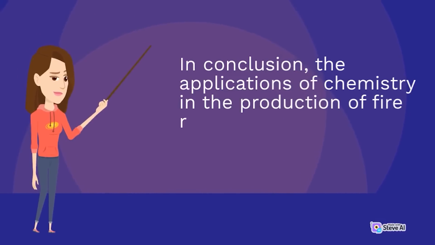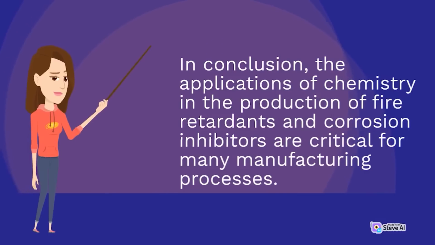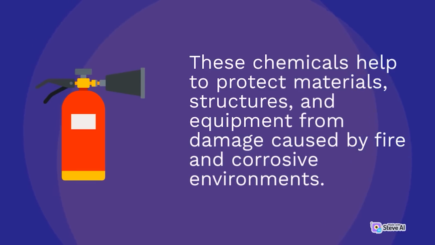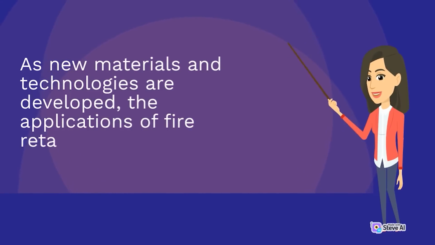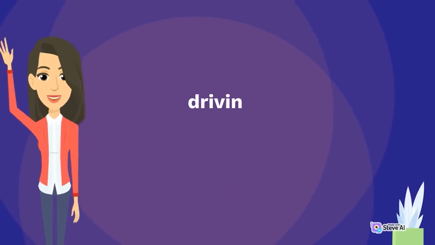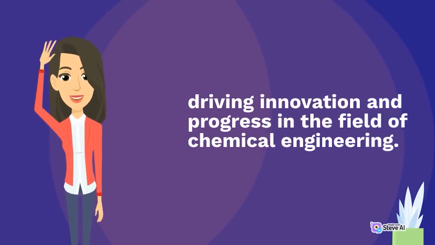In conclusion, the applications of chemistry in the production of fire retardants and corrosion inhibitors are critical for many manufacturing processes. These chemicals help to protect materials, structures, and equipment from damage caused by fire and corrosive environments. As new materials and technologies are developed, the applications of fire retardants and corrosion inhibitors will continue to expand, driving innovation and progress in the field of chemical engineering.